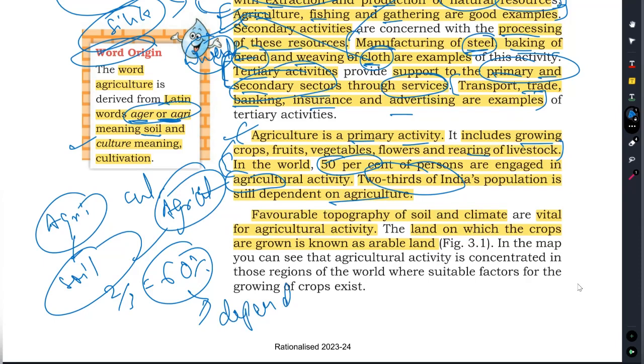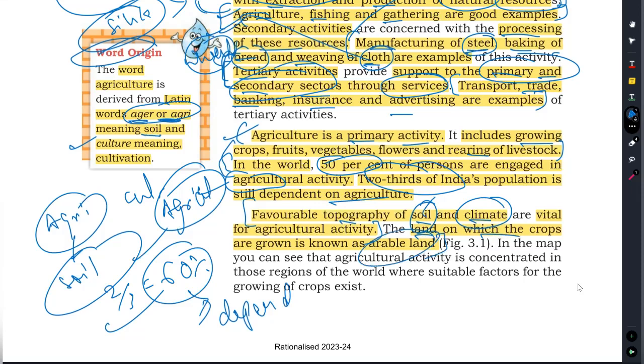By this fact, you can know the importance of agriculture. See, what are the few things which you need to know about agriculture? Favorable topography of the soil and climate are vital for agricultural activity. Soil should be very fertile and there should be a good climate for the production of any crops. Land on which the crops are grown is known as arable land.